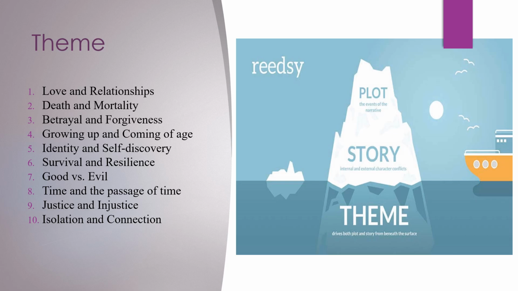And next, we have growing up and coming of age. Obviously, young adult novels are basically this. A lot of memoirs also. And we have identity and self discovery. Again, this is very common in young adult novels. Then we have survival and resilience. This is common in dystopian fiction. The Hunger Games is a great example. Katniss Everdeen has to survive the trials of her dystopian setting.